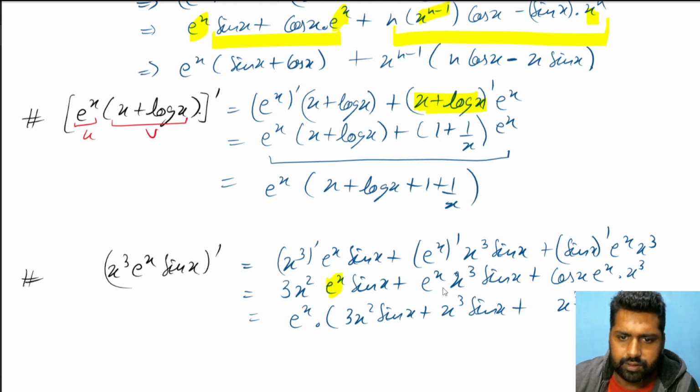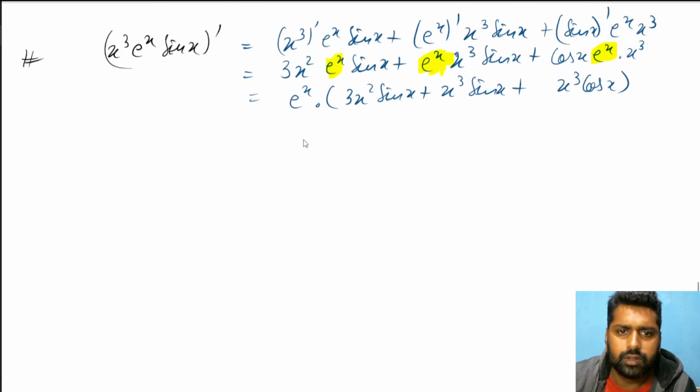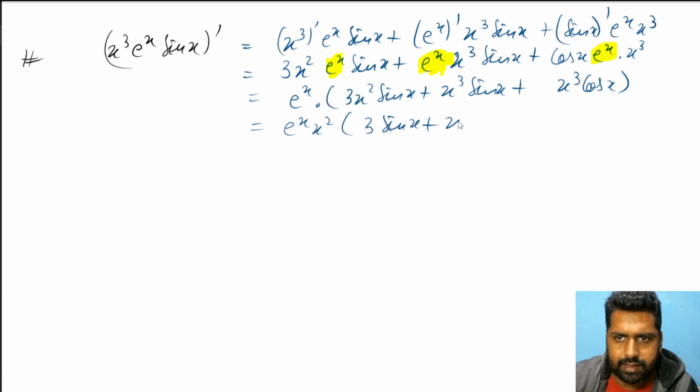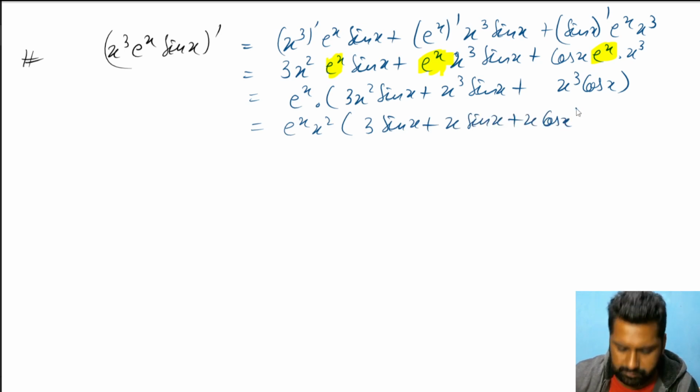So e raised to power x, this was common, so I have taken that out. If you further want to take x square common, you can do e raised to power x, x square, now 3 sin x plus x sin x plus x cos x. Okay, that was UVW.